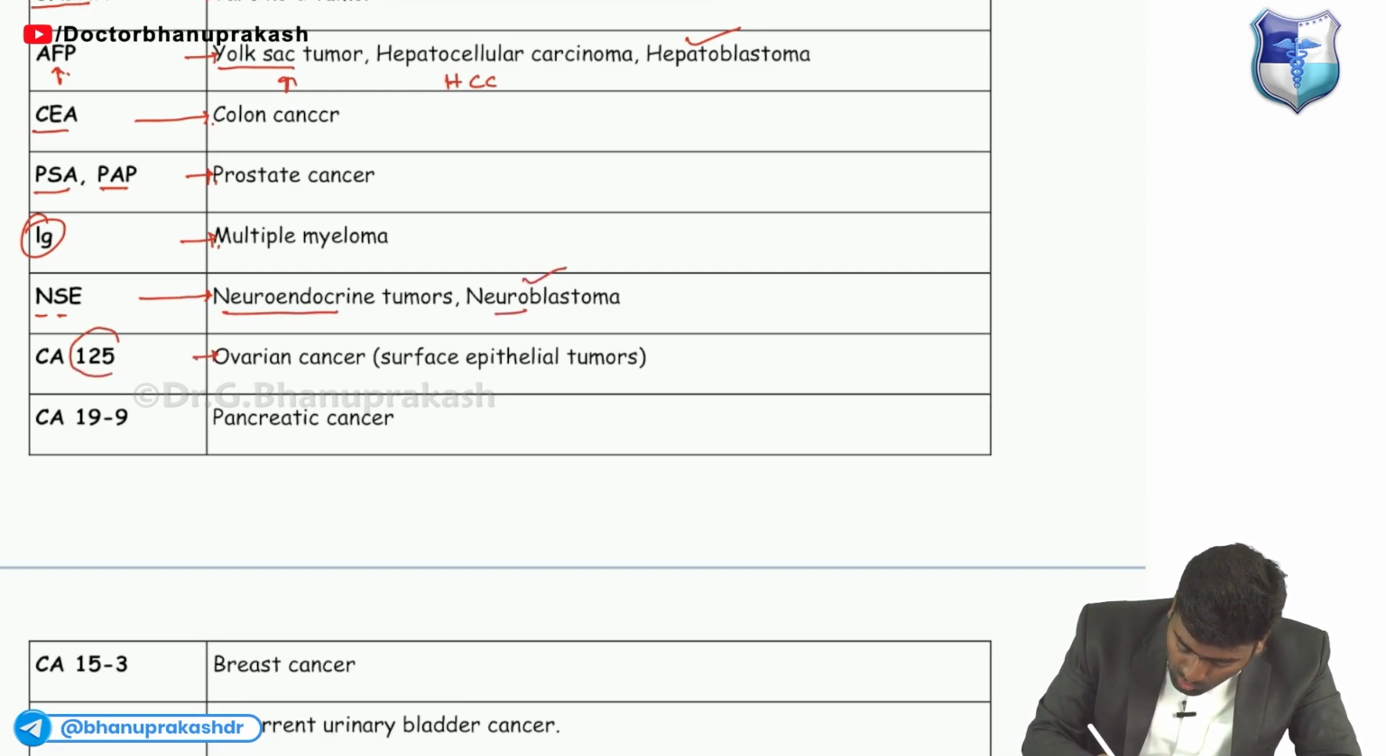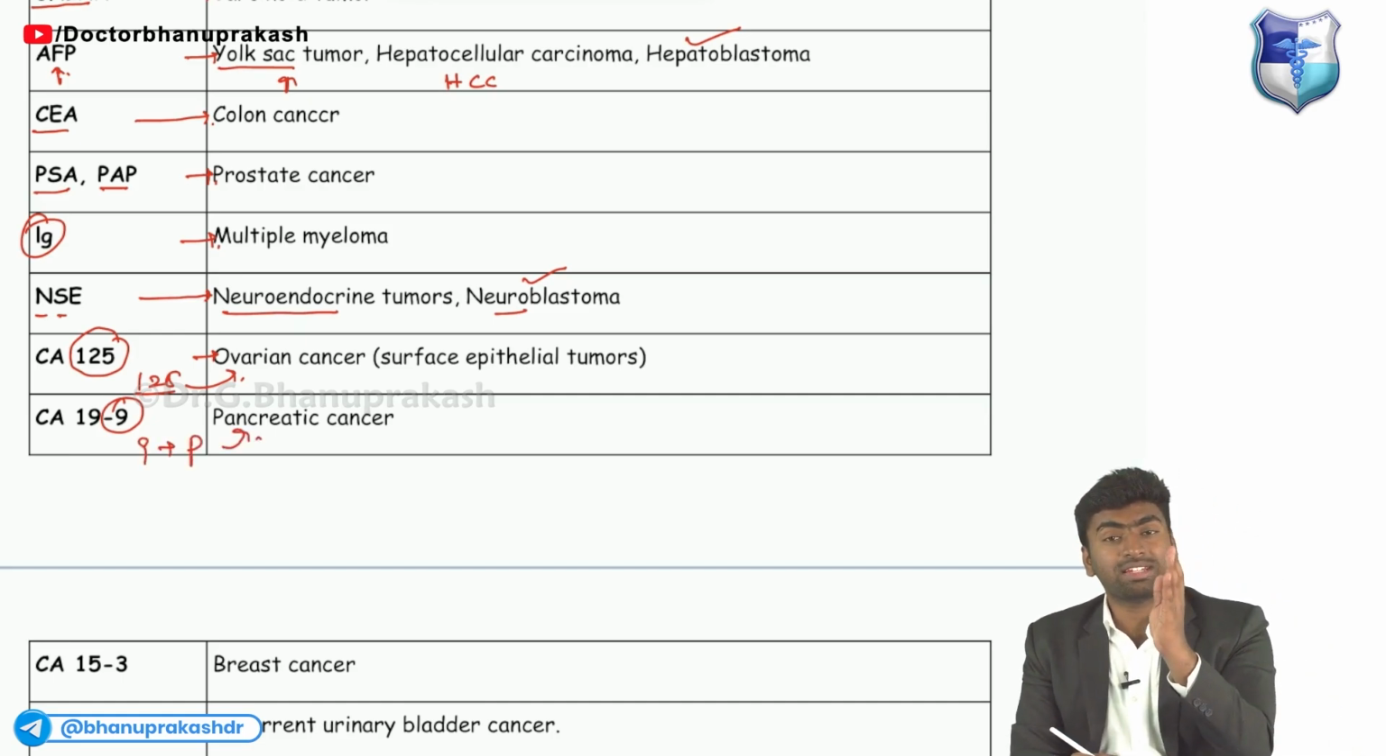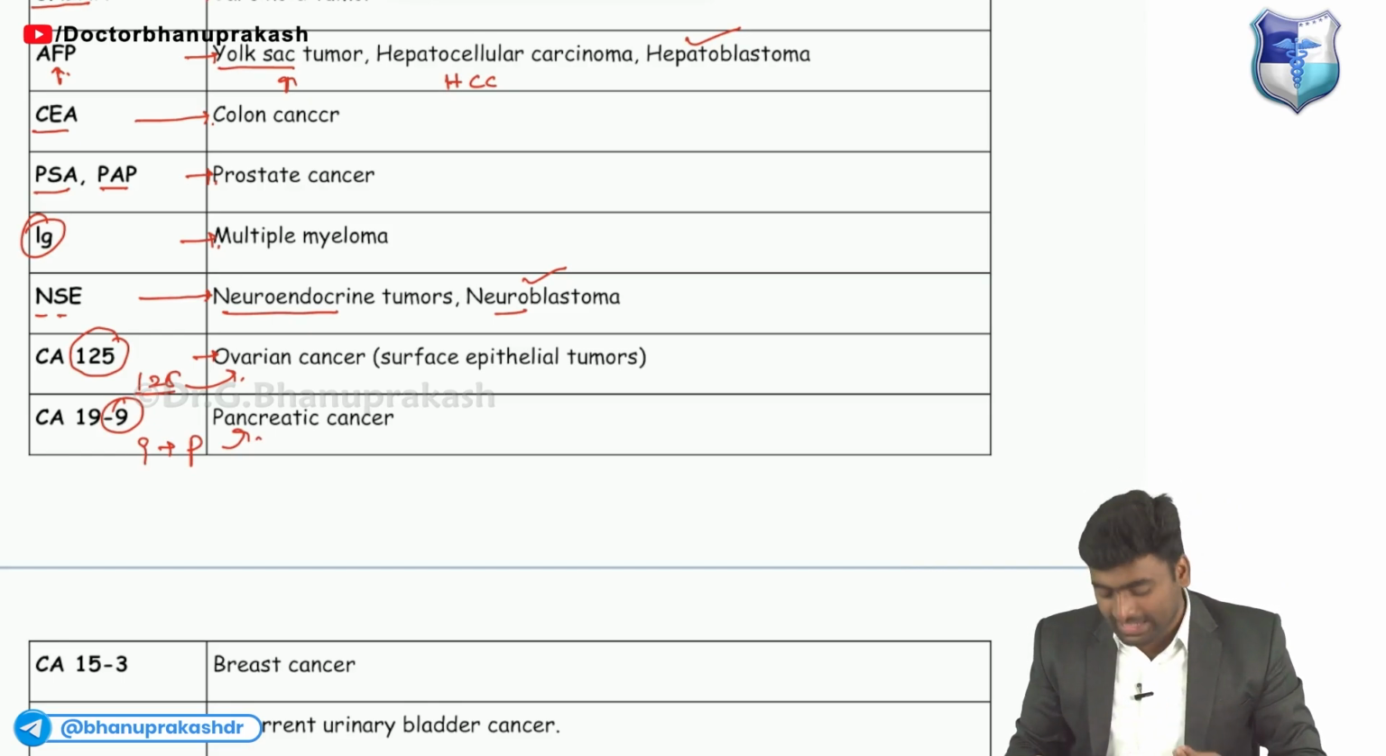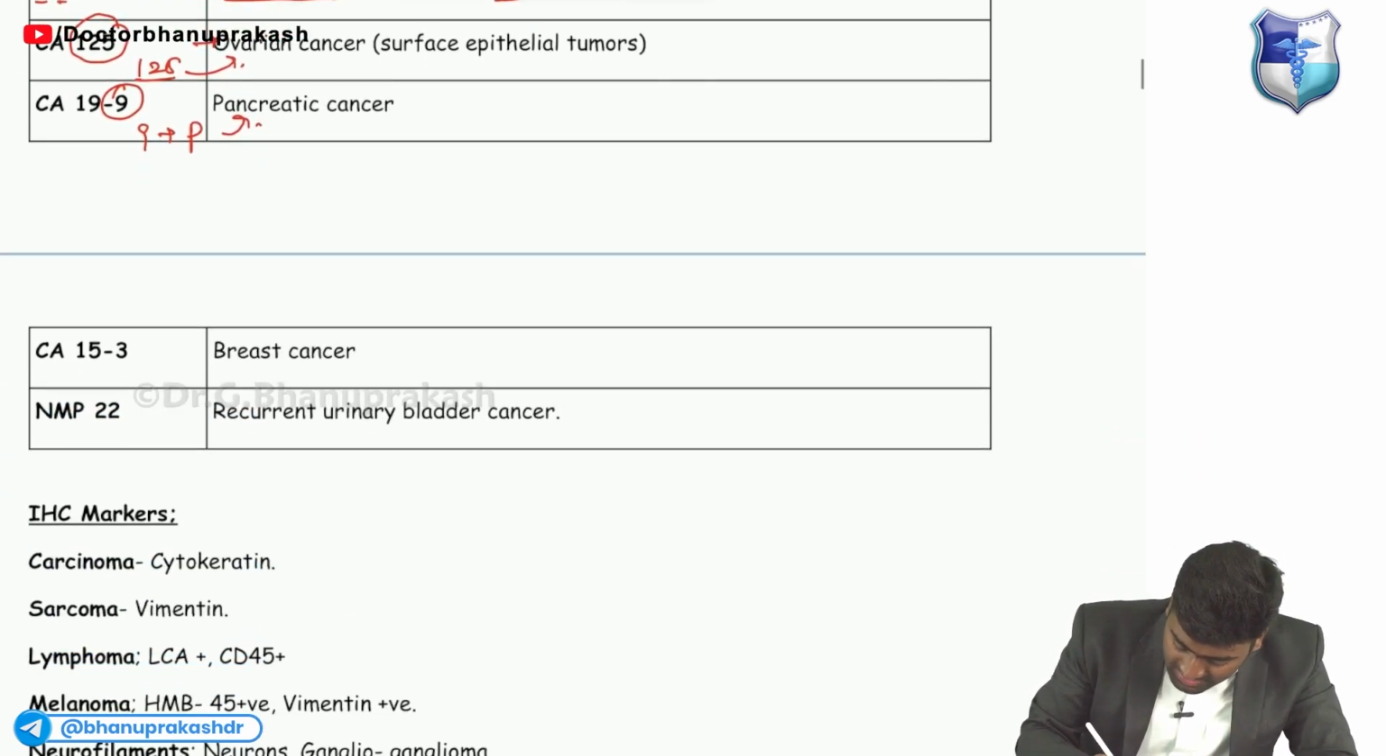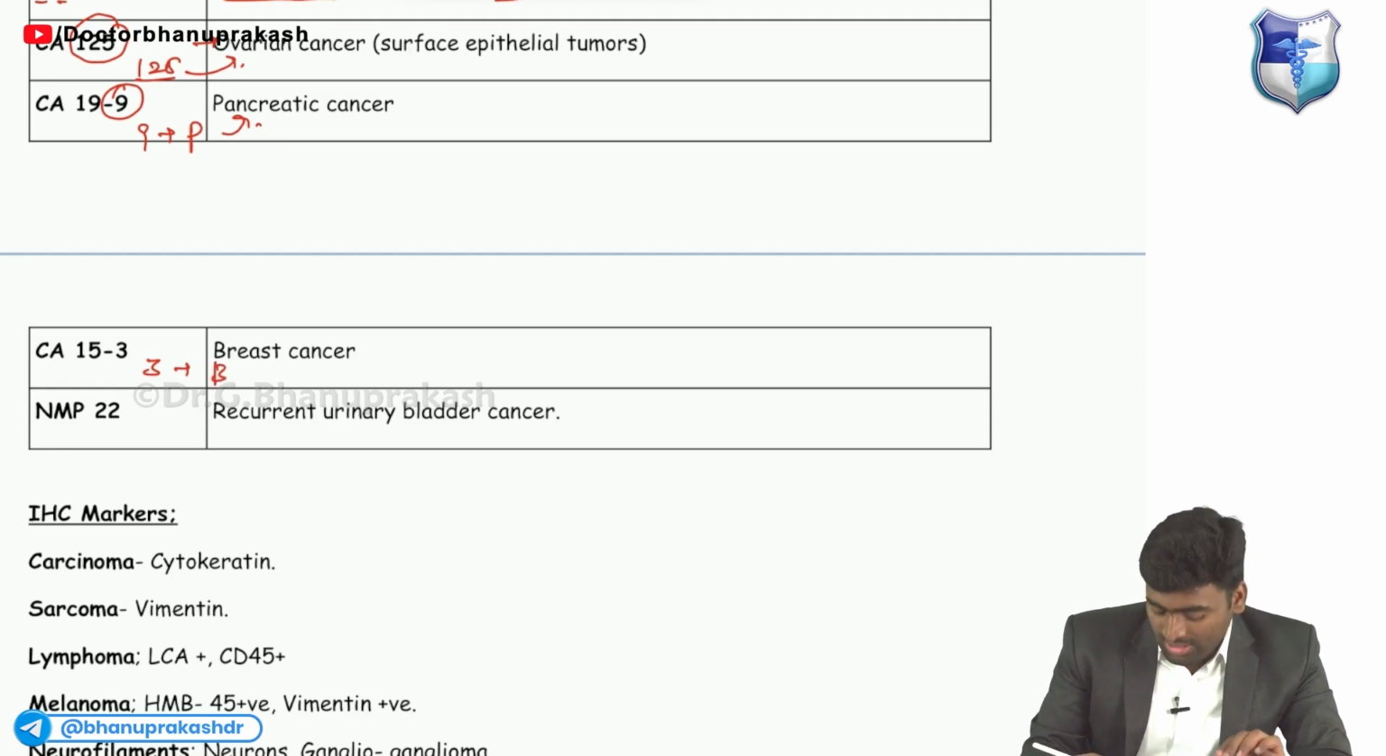Remember, 125 is ovarian cancer, whereas for 19, make this 9 into a P. If you flip this 9, it is a P, so it is pancreatic cancer. Next, it is this 3. If you make this 3 like this, it is the same as a B, right? So CA15-3 is breast cancer.